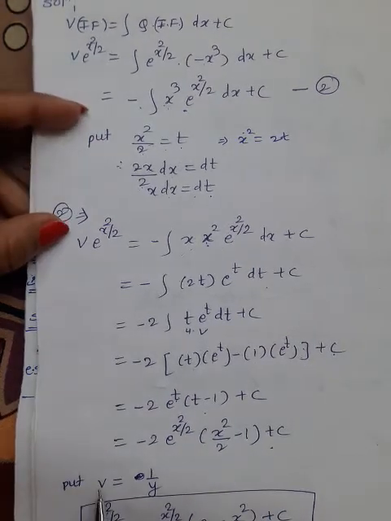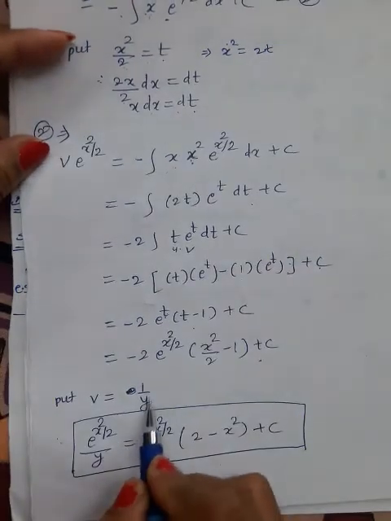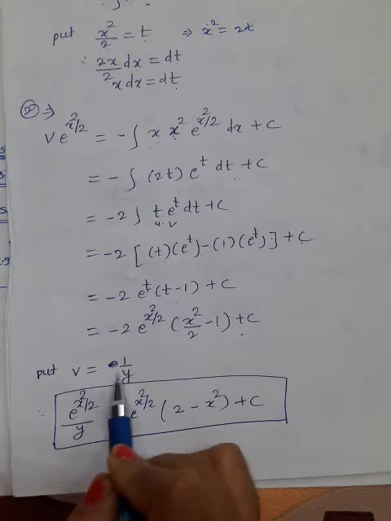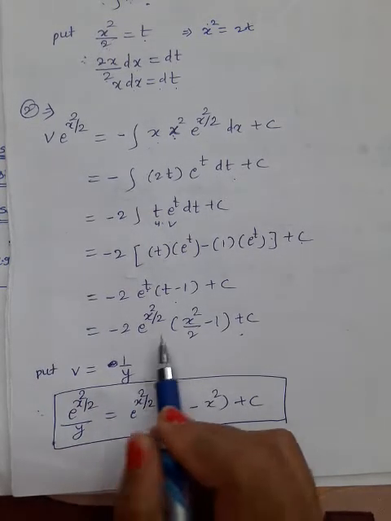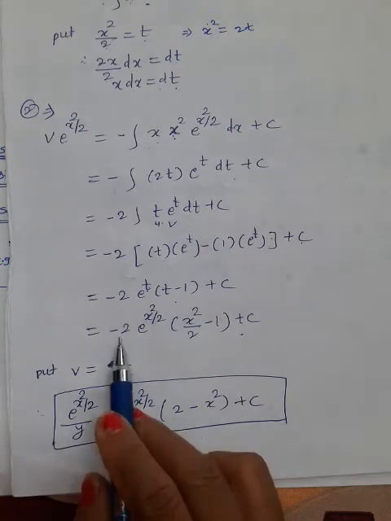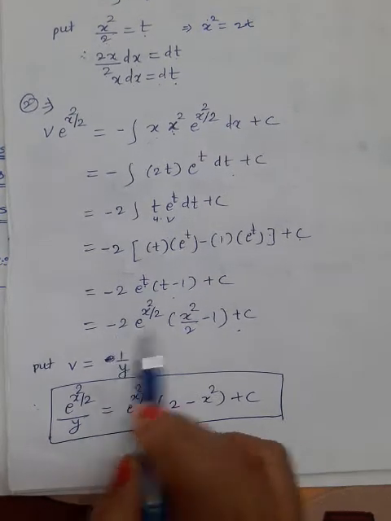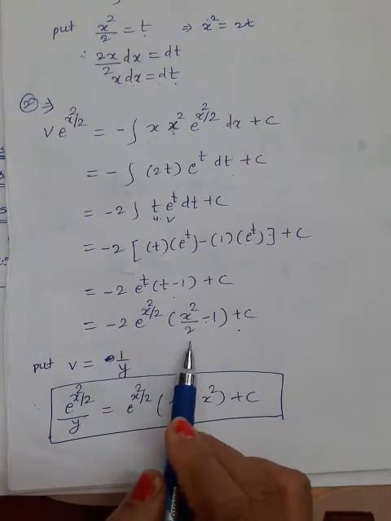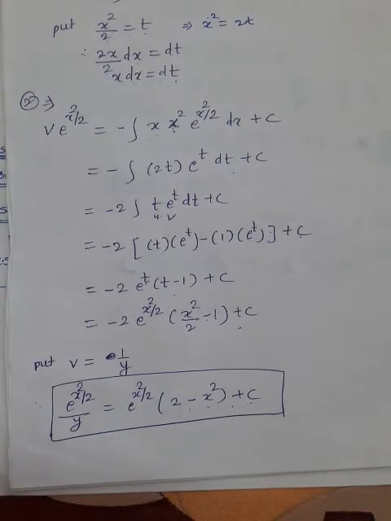Now again resubstitute v as in the last page, 1 upon y. We have v, this is our substitution for this example. Therefore resubstitute v also here. It becomes e raised to x square by 2 upon y is equal to minus 2, taking minus 2 inside this bracket, we get e raised to x square by 2 into x square by 2 minus 1, which becomes plus 2, minus this 2 gets cancelled, x square plus c as it is.